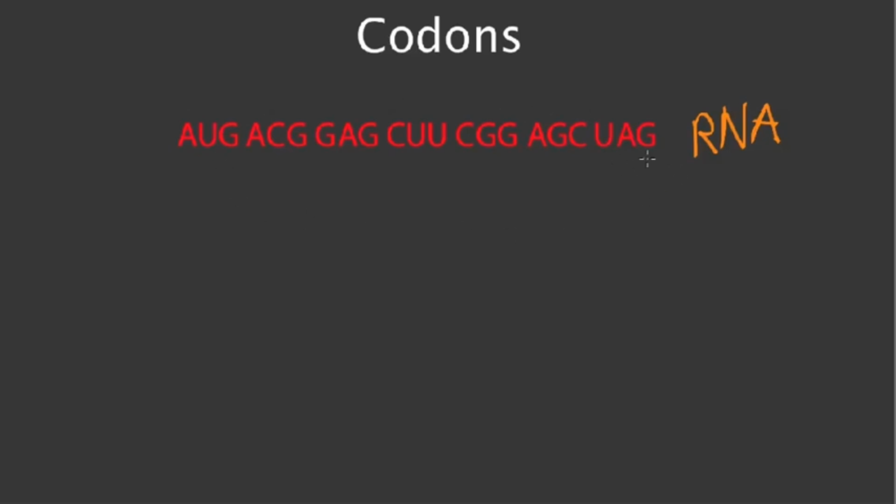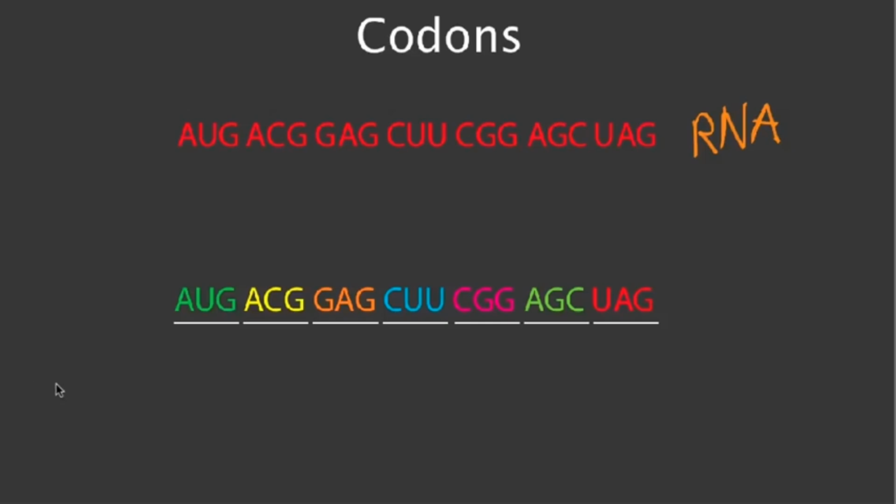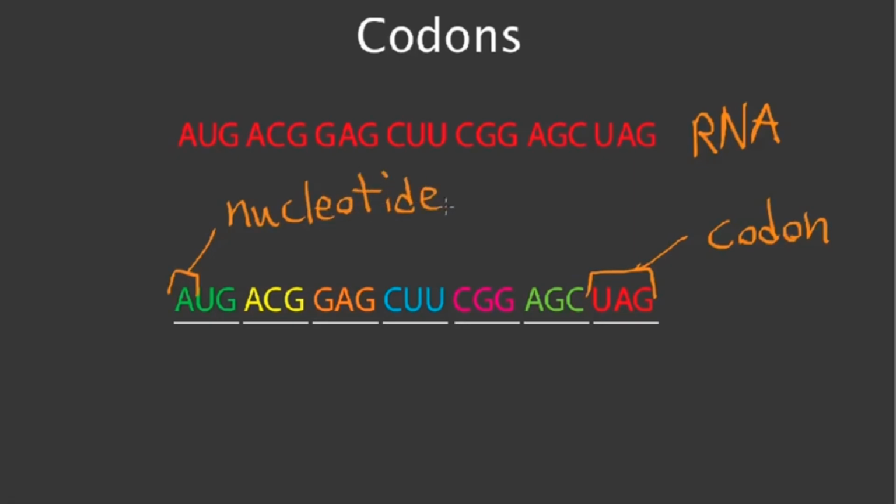But RNA is actually organized into groups of 3, like this. And we call each group of 3 a codon. And actually, each individual one of these letters is called a nucleotide. And so a group of 3 nucleotides is called a codon.